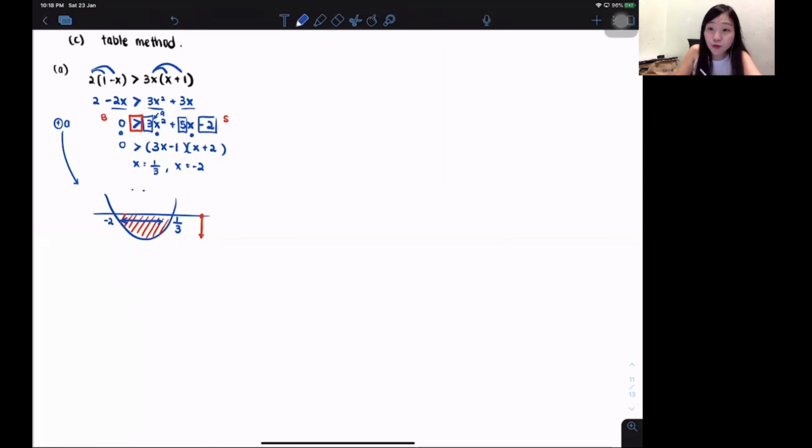So in between, how do you guys write it out? That means my answer is in between -2 to 1/3. If let's say whole numbers, only got -1 and 0. Isn't it -1 and 0 actually bigger than -2? And -1 and 0 actually smaller than 1/3 also, because you're right in between them. Nah, that is the answer.